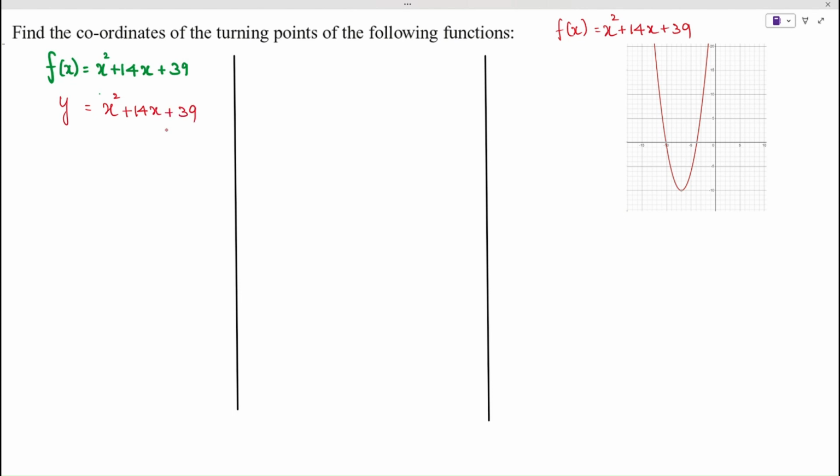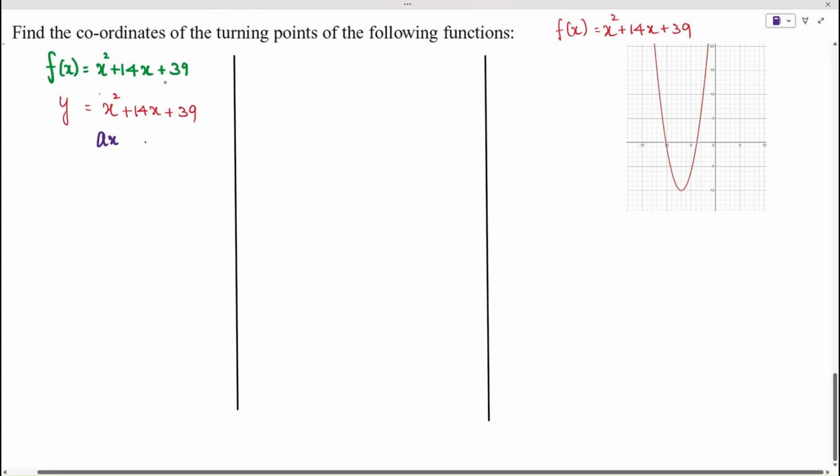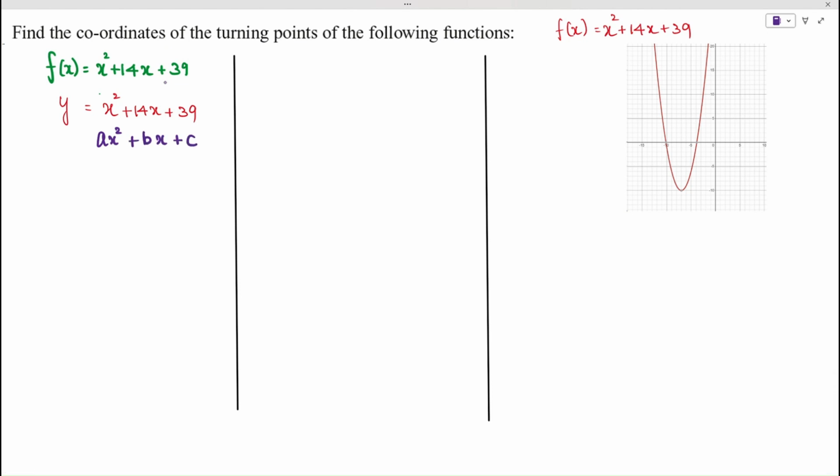And now we can write our generic formula for our quadratic equations. So we have ax squared plus bx plus c. And so our coefficient of x squared here is 1. So that means we don't have to factorize out any numbers. So what we can do is we can take our value of b. So b is our coefficient of x. And so b here is equal to 14.